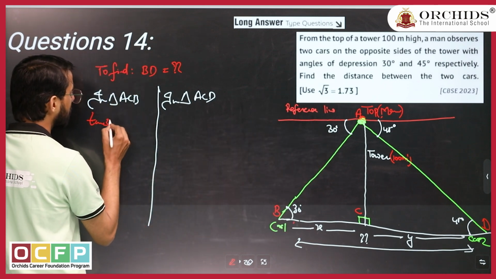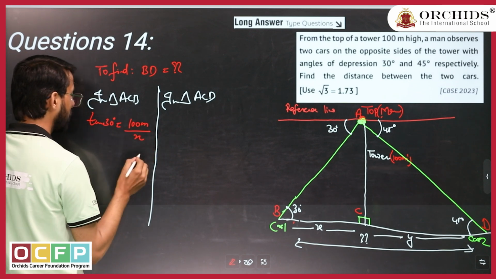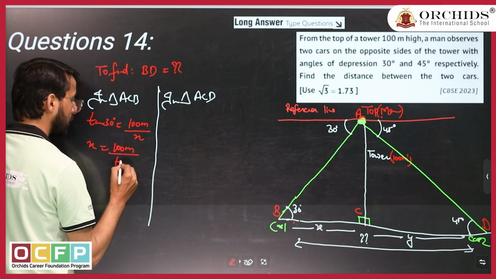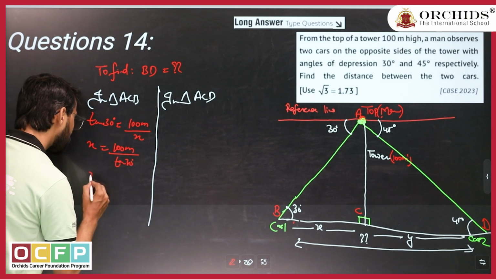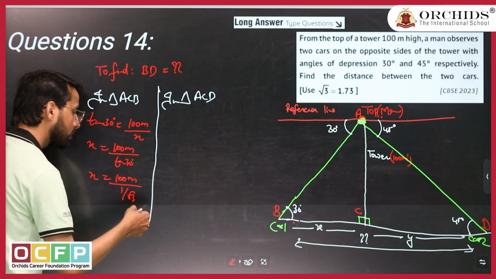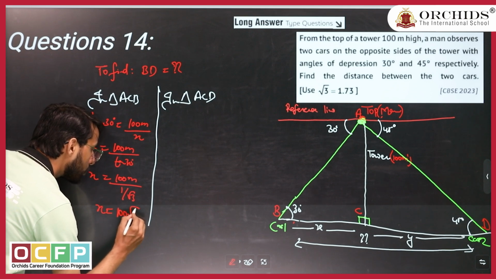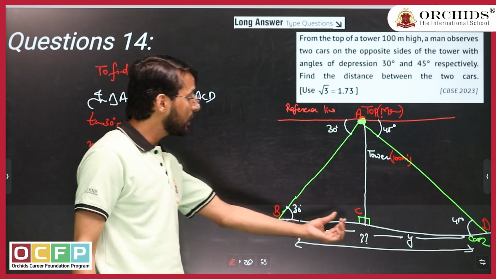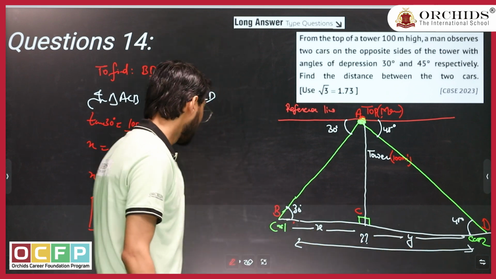So tan 30 degree is equal to 100 meter by x. So x will be 100 meter by tan 30. Now what is tan 30? It is 1 by root 3. So x is equal to 100 meter divided by 1 by root 3. Root 3 will go up and the value of x we get is 100 root 3 meter. It means one side, car length till the tower we got. Another side, car and the tower, in between their distance we have to find.